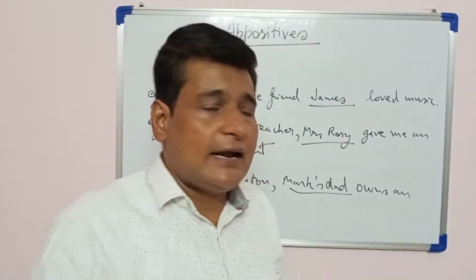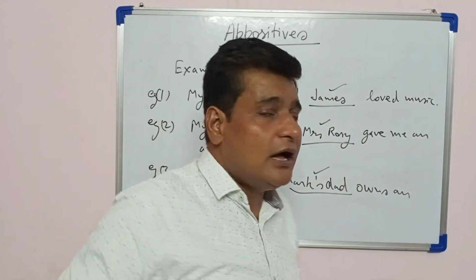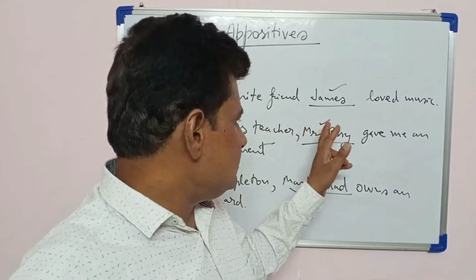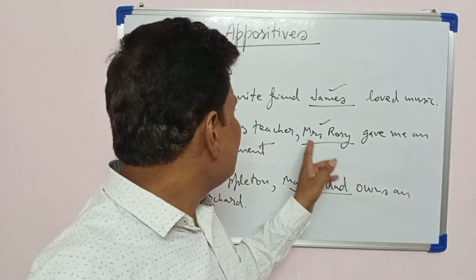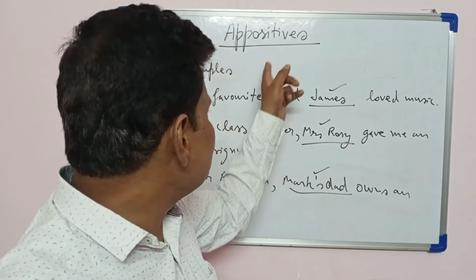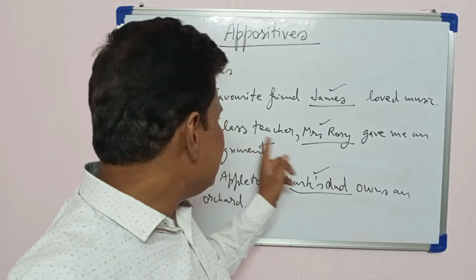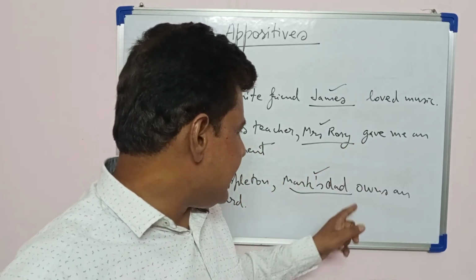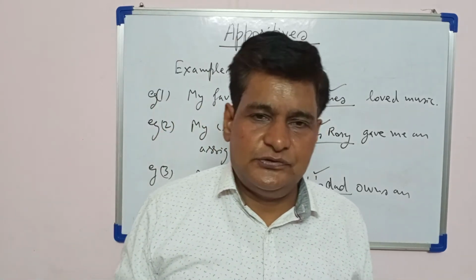So here the underlined words are the appositives, and these are essential to the sentence. If you remove them, then the meaning will change. So these are the examples of appositives. My favorite friend James loved music. My class teacher Mrs. Rosie gave me an assignment. Mr. Appleton, Mark's dad, owns an orchard.